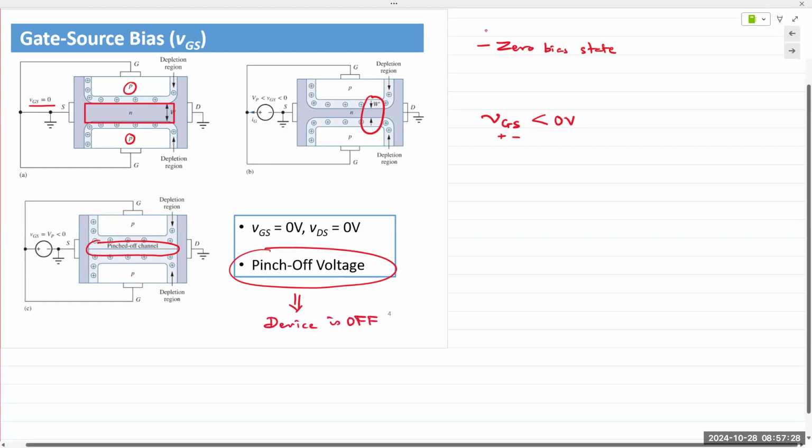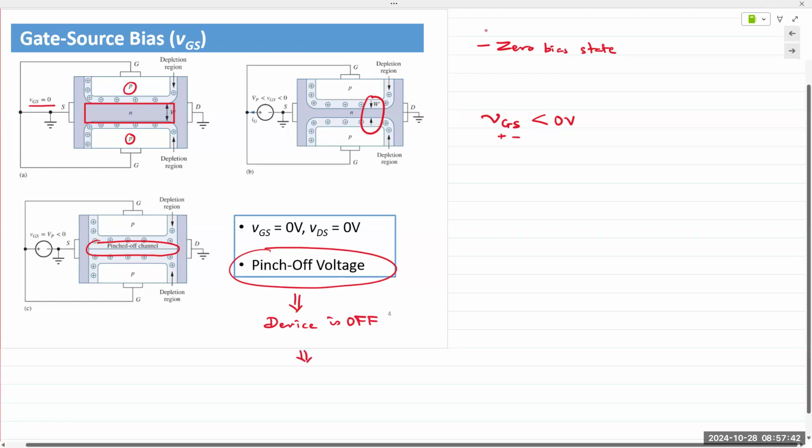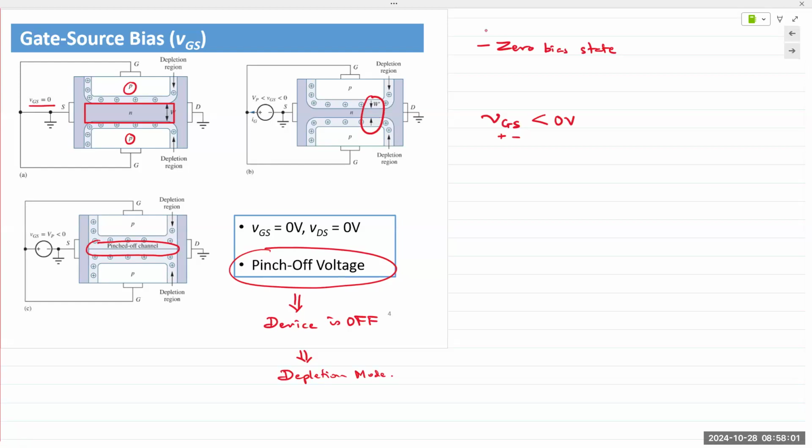which means that the device was inherently on without doing anything. Okay, so the device is normally on when it's manufactured, and hence it is also known as a depletion mode device. We must apply an external voltage to turn the device off. Hence, it is known as a depletion mode device. Yes.